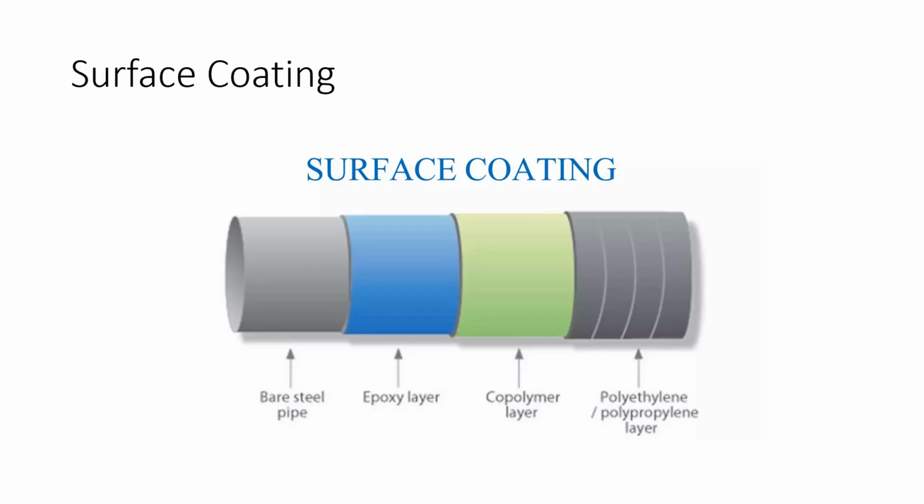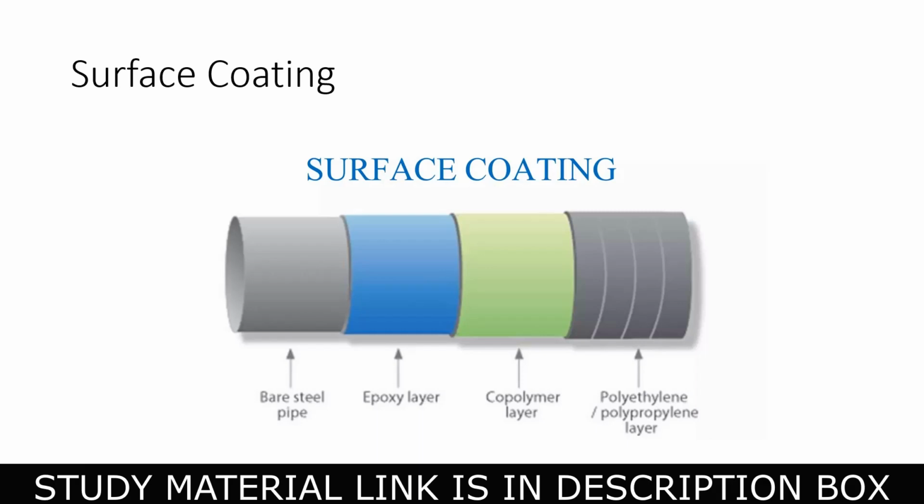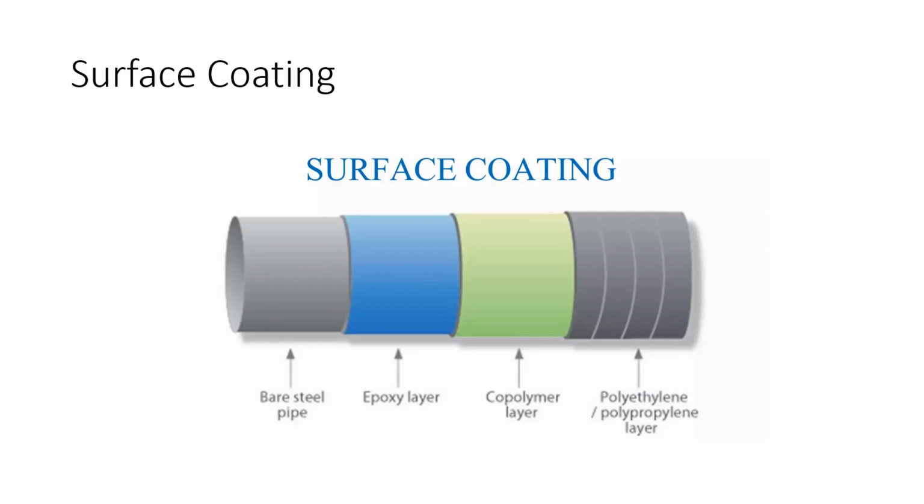Today we will discuss surface coating. As the name suggests, surface coating means coating over a surface. The surface can be anything, like a metallic surface or a non-metallic surface. But why is surface coating important, or what is the purpose of this surface coating?